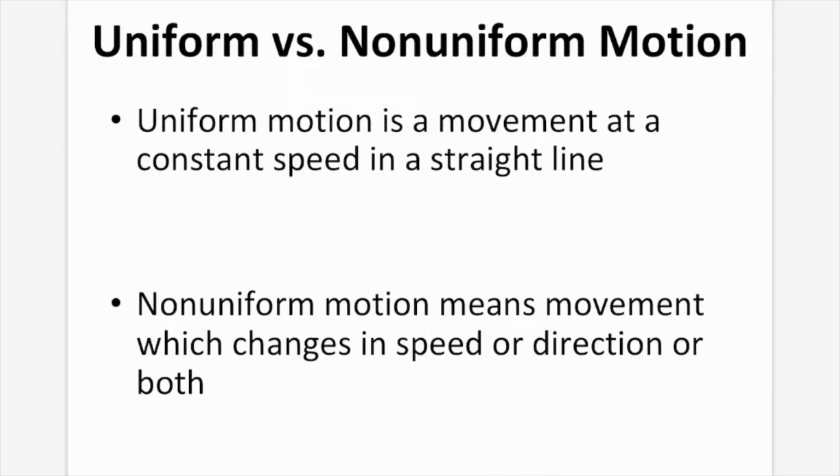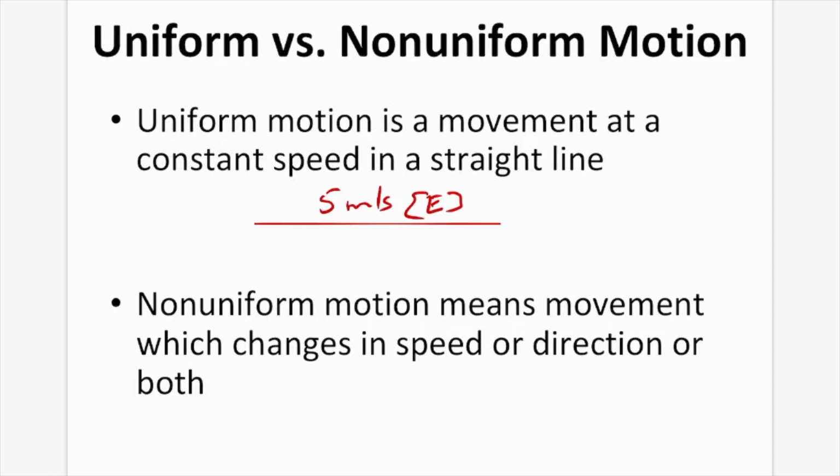Uniform versus non-uniform motion. Uniform motion is a movement at a constant speed in a straight line. Non-uniform motion means a movement with changes in speed or direction or both. So uniform motion would be constant speed, straight line. So if we had something like 5 meters per second east, that would be uniform motion.